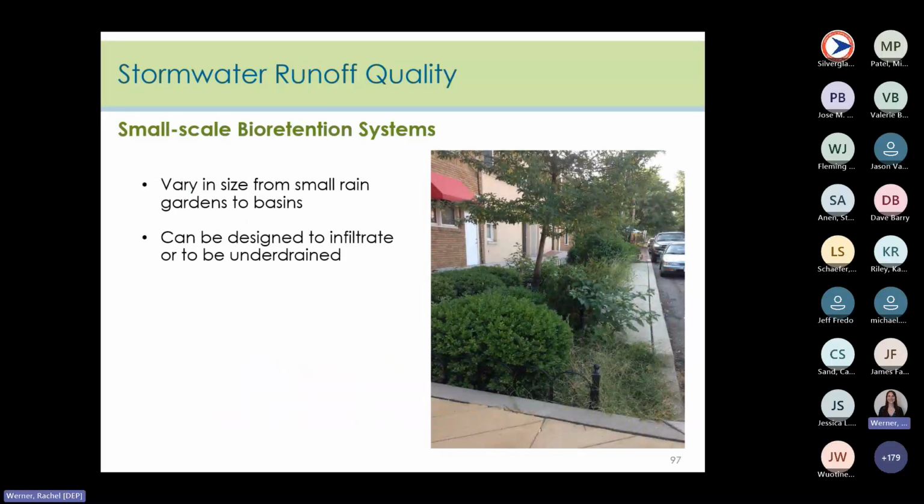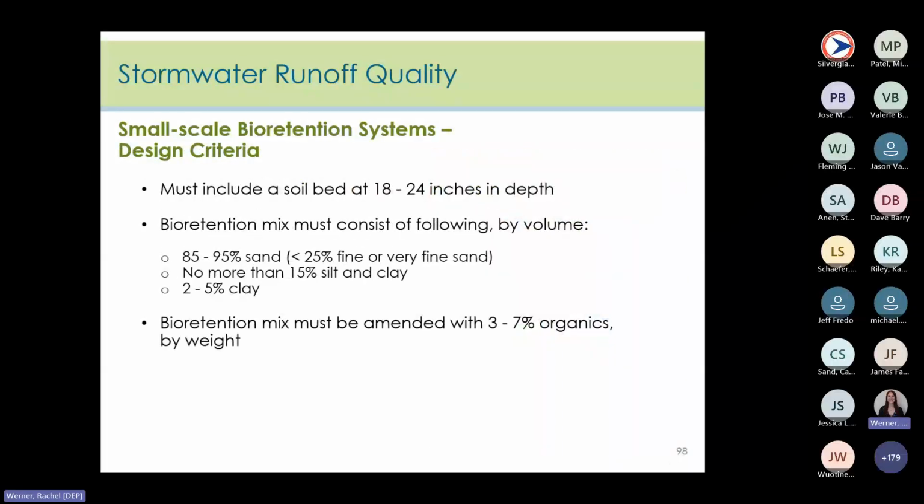Now, as mentioned earlier, small-scale bioretention systems can be designed to infiltrate or be underdrained. They can also greatly vary in size from small rain gardens to full-on basins. One of the most important components of a bioretention system is the engineered bioretention soil. There needs to be a certain depth, like we just talked about, and the soil itself shall have a certain amount of sand, silt, clay, and organics, again, to merit that TSS removal rate. And this soil mix should be specified on the plans, maybe on the landscape plan, maybe on the detail sheet, but it should be there.